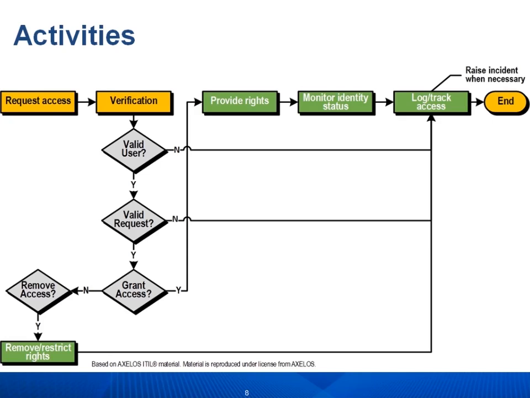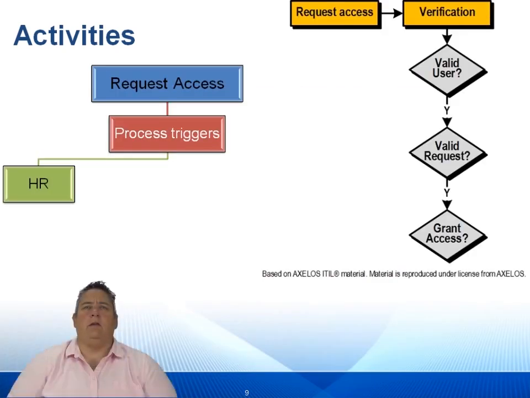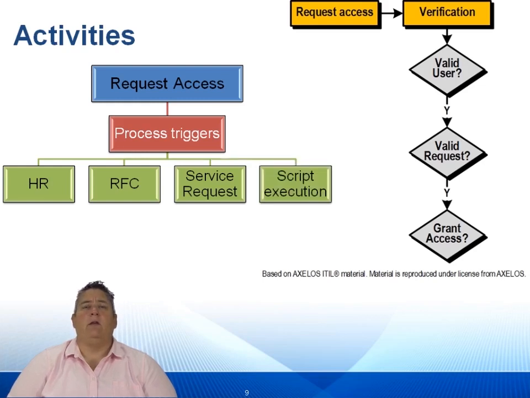So let's look specifically at small groupings of these activities. So first of all, the request for access, this process triggers could be HR, could be a request for change, could be a service request. It could be an execution of a script as folks are performing maintenance or something along that line. This would be a pre-authorization within that script execution so that the individual can access the necessary data or services as they perform their job. So it might be a temporary access as maintenance is performed.